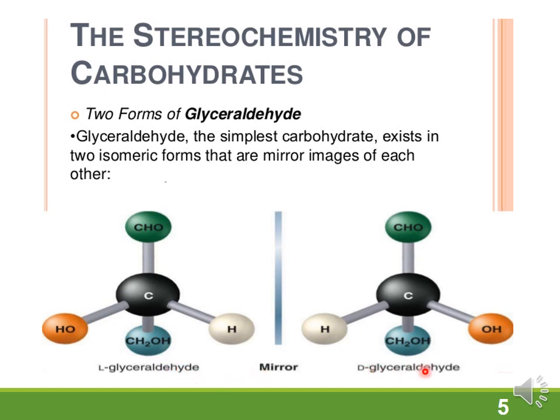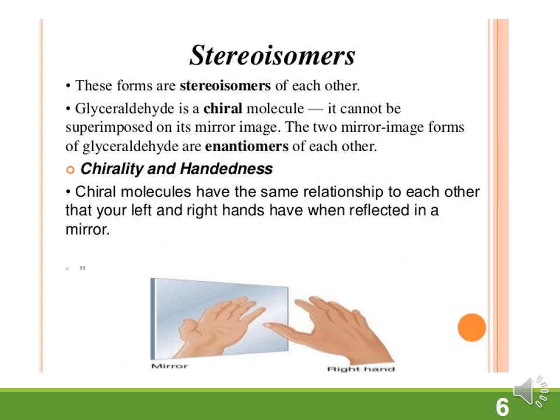When we place the mirror, we can see easily that this proton reflects this one and this aldehyde group reflects this one. But when we place these groups on this group, then these are non-superimposable mirror images. These forms are stereoisomers of each other. Glyceraldehyde is a chiral molecule. It cannot be superimposed on its mirror image. The two mirror image forms of glyceraldehyde are enantiomers of each other.